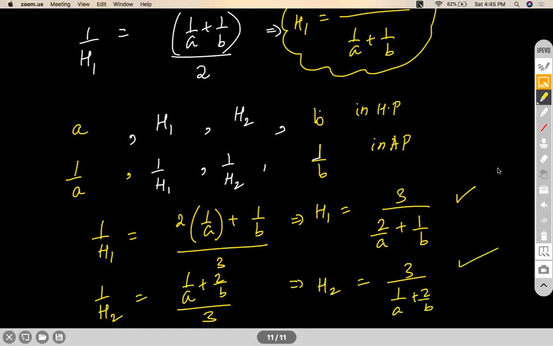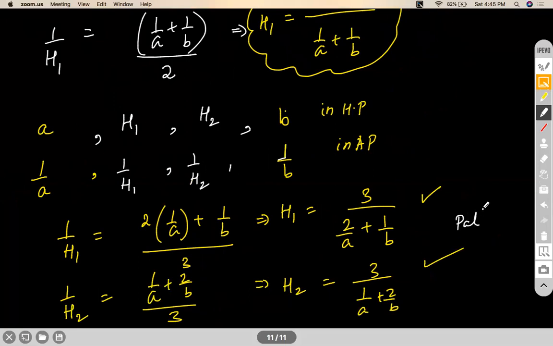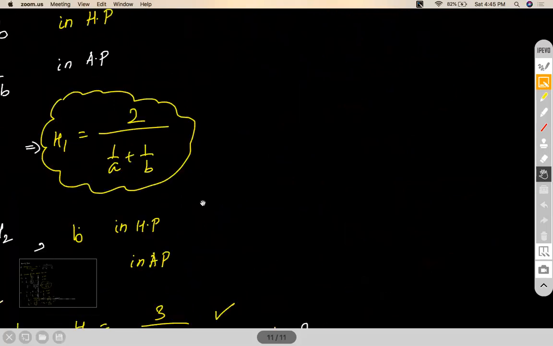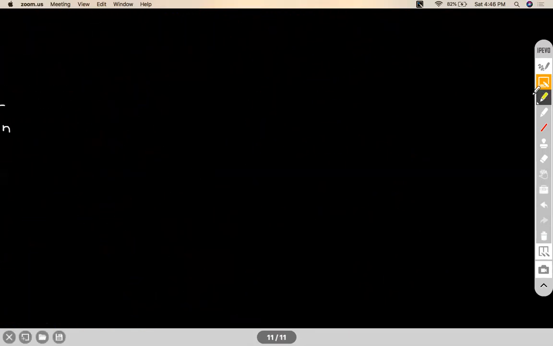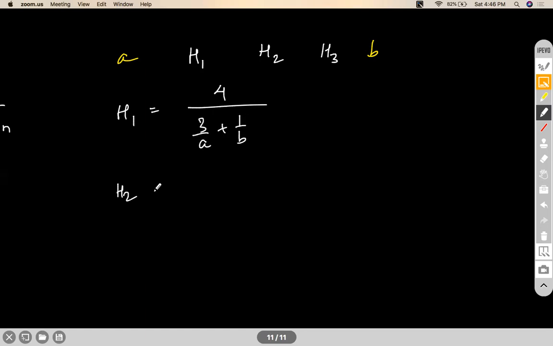Right? Has anybody started noticing the pattern? What is the pattern? Yes, people have started noticing the pattern. Very good, Gayatri. So if you have started noticing the pattern, let us try to answer this question. Between A and B, I am inserting H1, H2, H3 as the harmonic means. So what is H1? You will say 4 upon 3 by A plus 1 by B. H2 will be 4 upon 2 by A plus 2 by B. And H3 will be 4 upon 1 by A plus 3 by B.